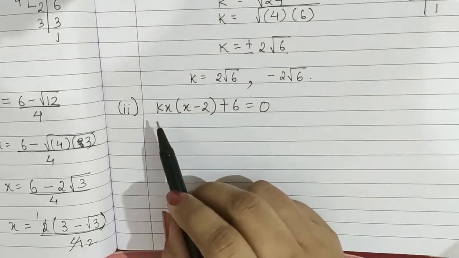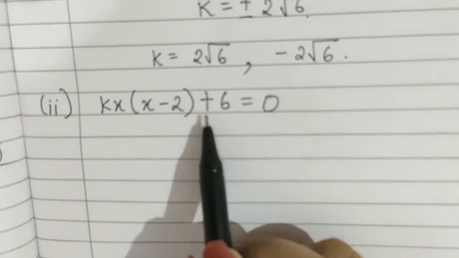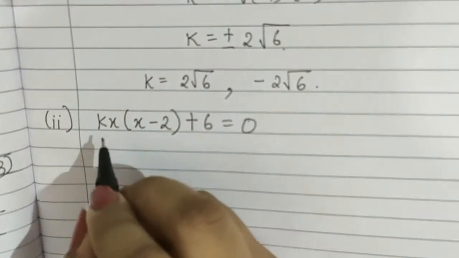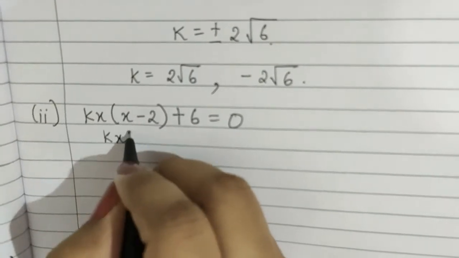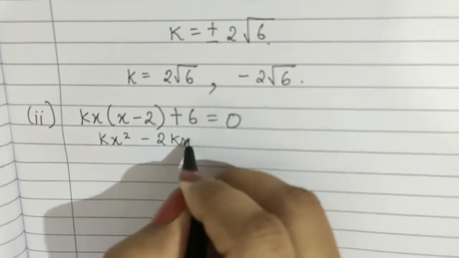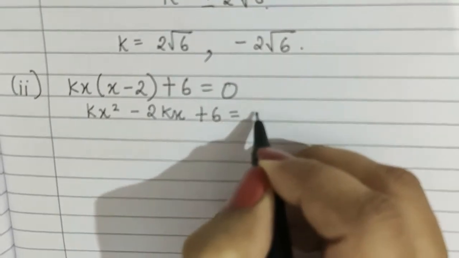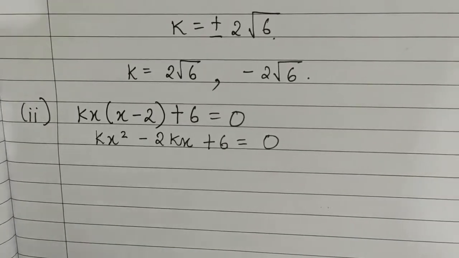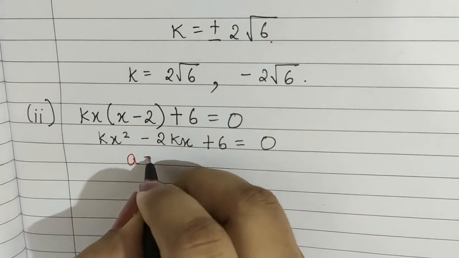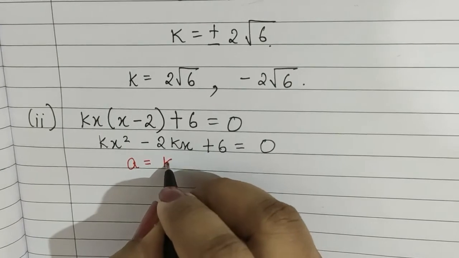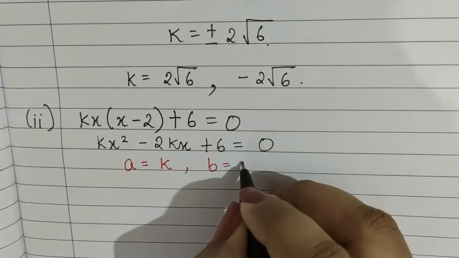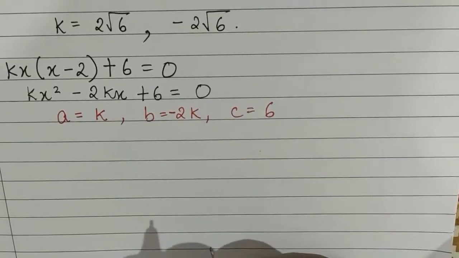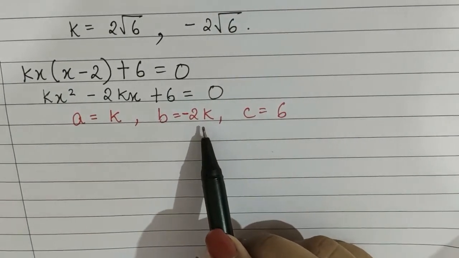Our second question is Kx into x minus 2 plus 6 equals to 0. Let us simplify this. Kx multiplied by x will be kx square minus 2kx plus 6 is equals to 0. From here we get A is equals to k, B is equals to 2k and C is equals to 6. Children, B will be equals to minus 2k.